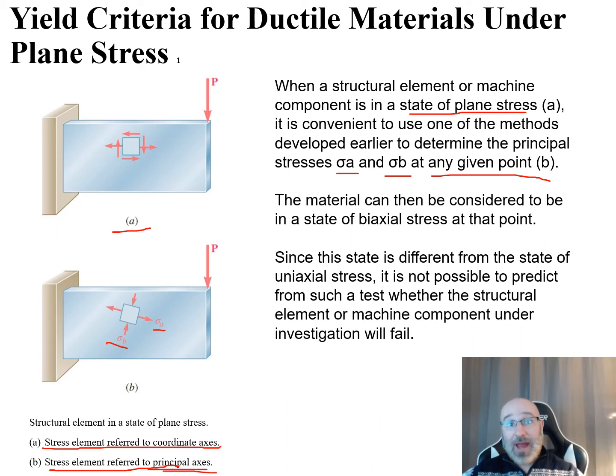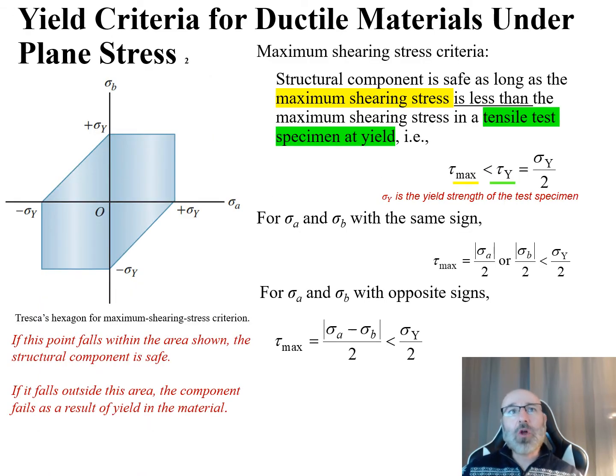So then our material can be considered to be in a state of biaxial stress at that point. Since the state is different from the state of uniaxial stress, it is not going to be possible at this point to predict from such a test whether the structural element or machine component under investigation will actually fail. Next, let's take a look at the maximum shearing stress criteria right here.